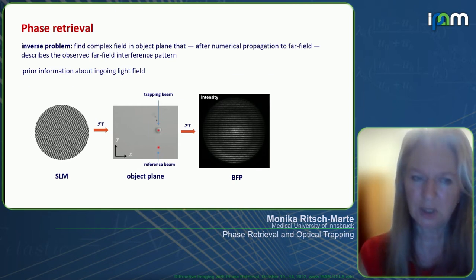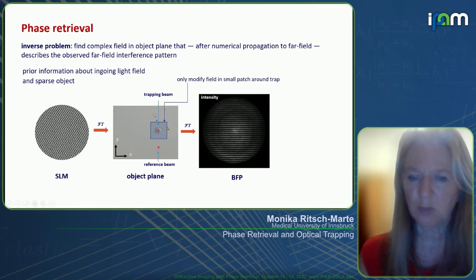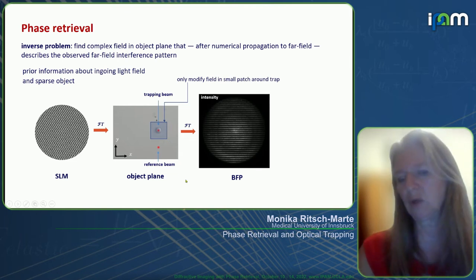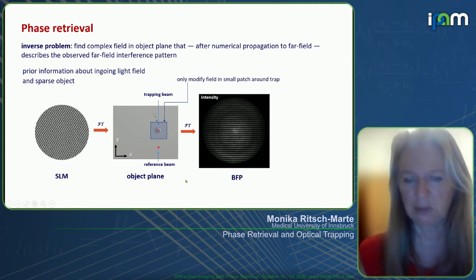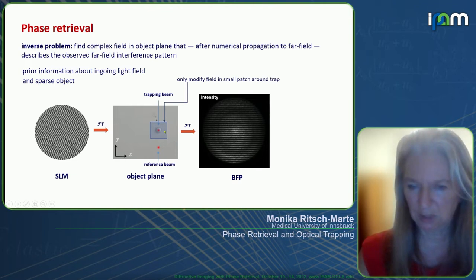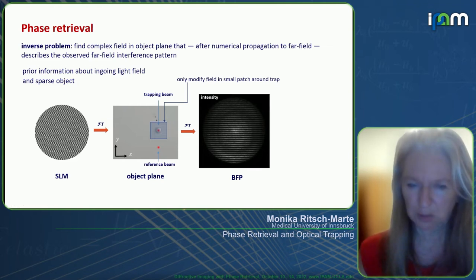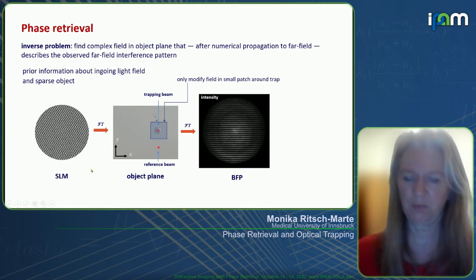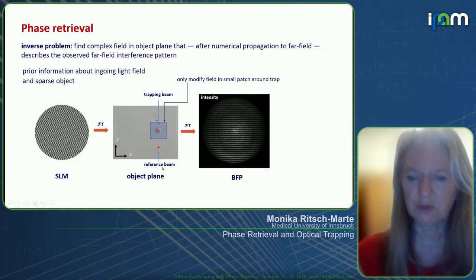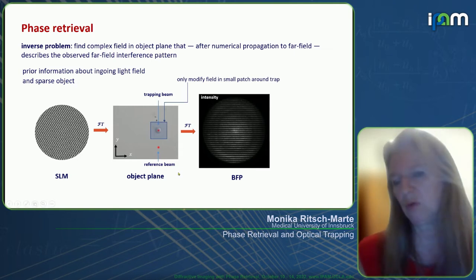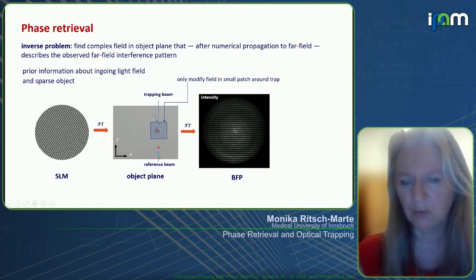And the other thing is that we have a sparse object. So in this iterative search, we are confining the object plane to a small spot around the trapped particle, which we know exactly where it is. And this leads to the sparsity that we have here. So that's also something we have to know. And we're not trying to solve here for everything, but just a small square or sphere or a circle around the actual particle that we want to look at.